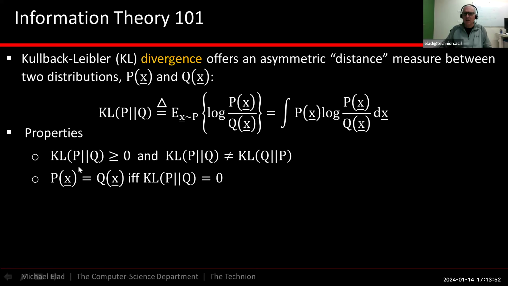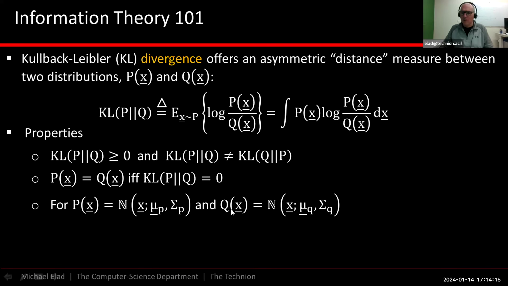Another property is that KL becomes zero only if the two are the same. Notice that if P and Q are the same, log of this becomes log of 1. Log of 1 is 0, so who cares what P of x is? You end up with 0. So it actually works in both directions. If it is 0, they are the same. If they are the same, it is 0.